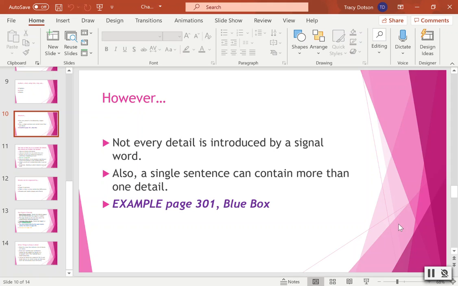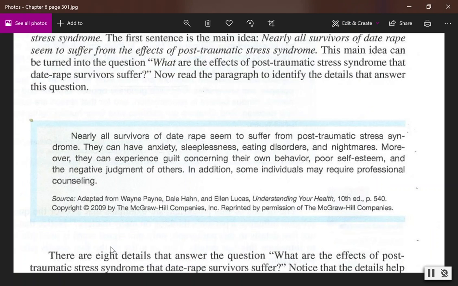Hello everyone, and we're back with video number 2 explaining chapter 6. We left off with this screen where we learned that not every detail will be introduced by a signal word, and also a single sentence can contain more than one detail. So we're going to take a look at that on page 301 in the blue box.